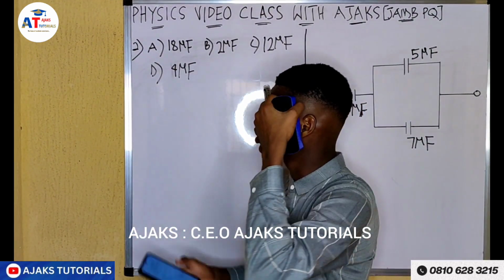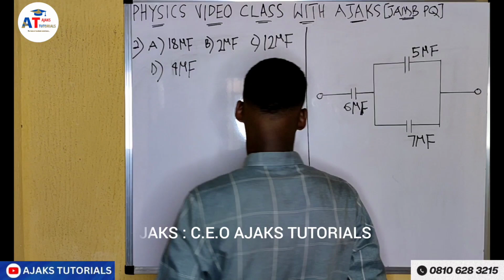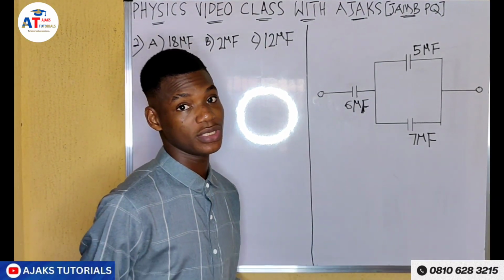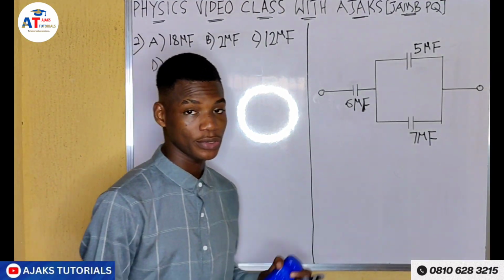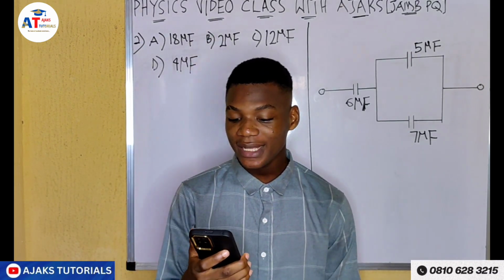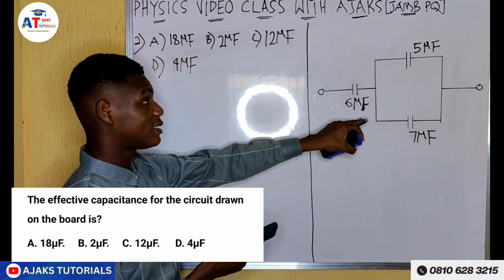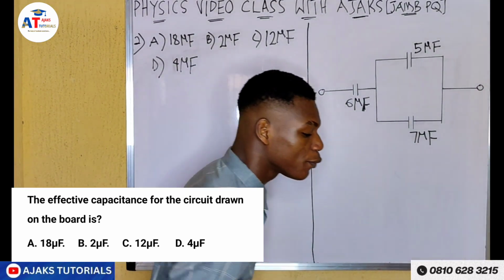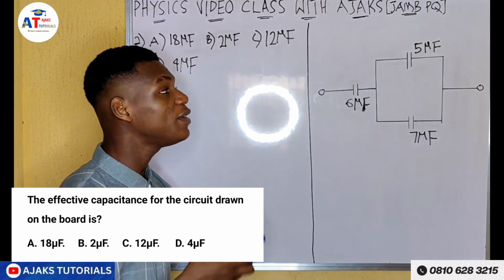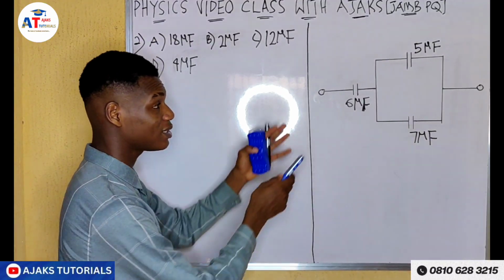So yeah, let's look at question 2. Please pay attention to this question. It's very, very important. I'm going to read the question. You can see it on your screen now. The effective capacitance for the circuit drawn below, or the circuit on the board, is... so we are basically asked to find the effective capacitance for this particular circuit.